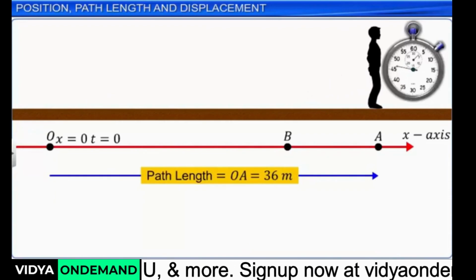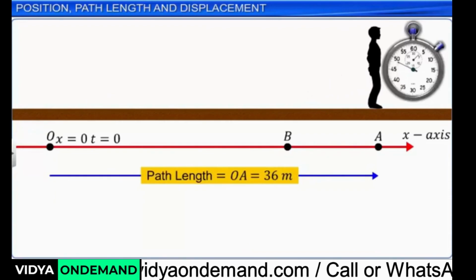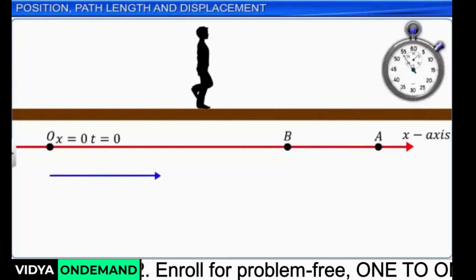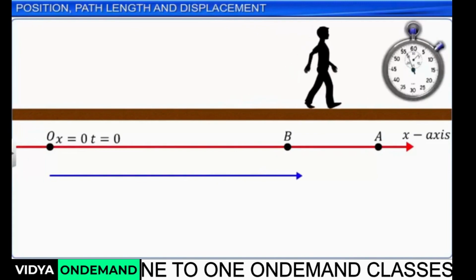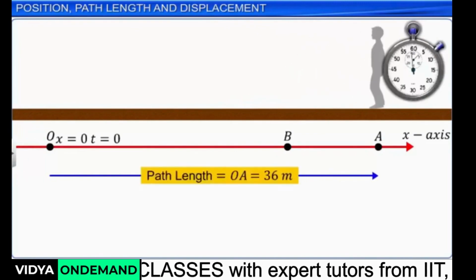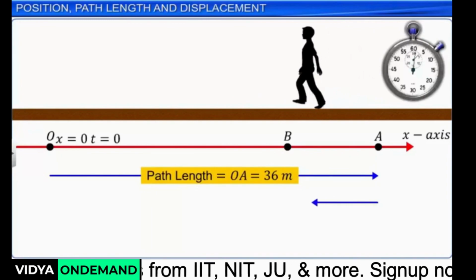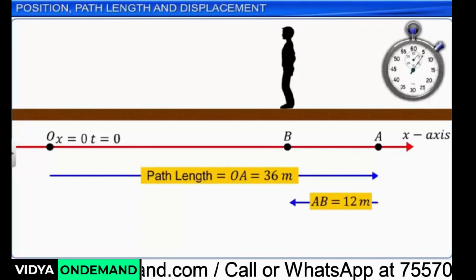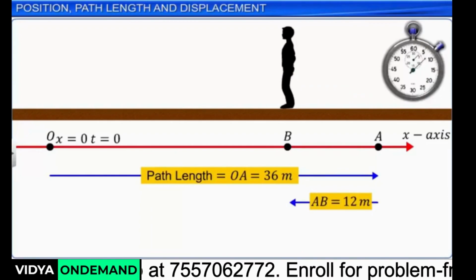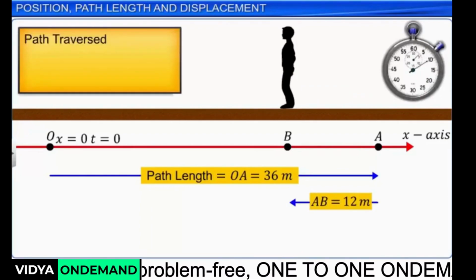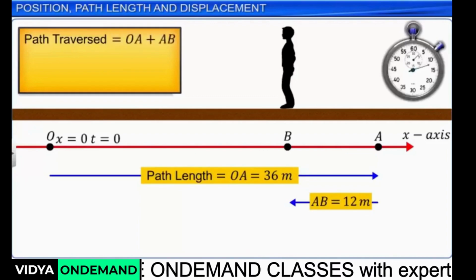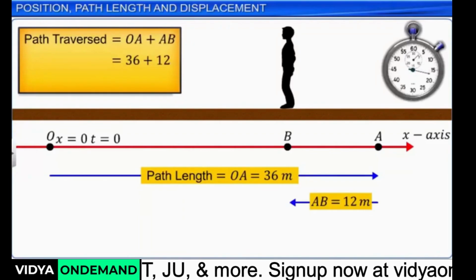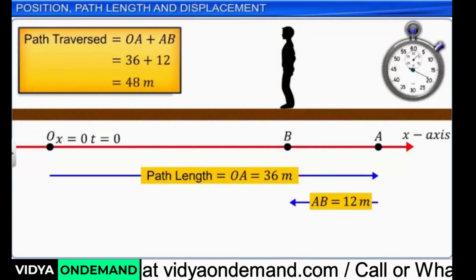In the second instance, the man moves from O to A and then moves back from A to B. The distance between points A and B is 12 meters. Now, the path length traversed by the man is OA plus AB, equal to 36 meters plus 12 meters, which is equal to 48 meters. The path length is a scalar quantity as it has only magnitude and no direction.